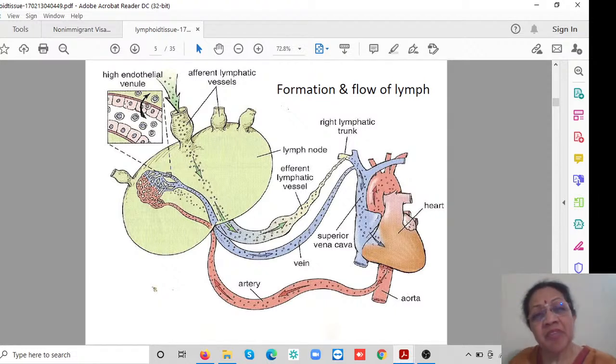but the difference is they have a high endothelium. We studied when we did epithelium that simple squamous epithelium is the classical type of epithelium which lines all blood vessels, including the endocardium of the heart, right, a single sheet of very, very, very flat cells. So whether it's the lining of a venule or an artery or a heart or a capillary, there is only one type of lining, which is called tunica intima, and in that there is only simple squamous epithelium.